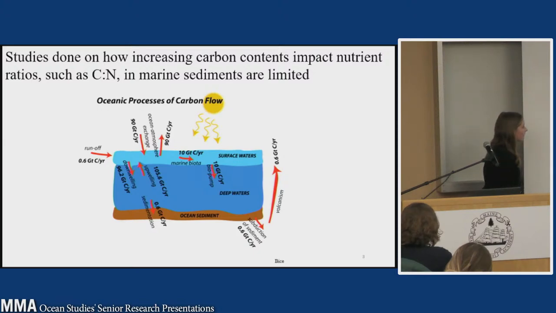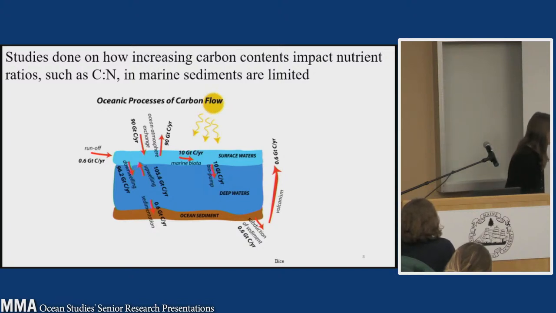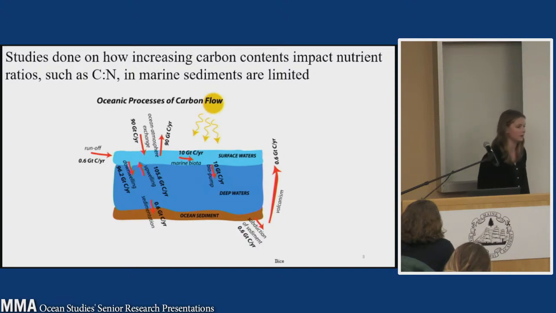This is another diagram showing carbon flow throughout the oceans, and about 1.2 gigatons of carbon per year are put into the sediments and buried deeper and deeper. So marine sediments particularly are a great source of carbon and nutrient storage, but a lot of climate models aren't including marine sediments today when they're doing their global carbon budgets, trying to calculate how much excess carbon we can handle.